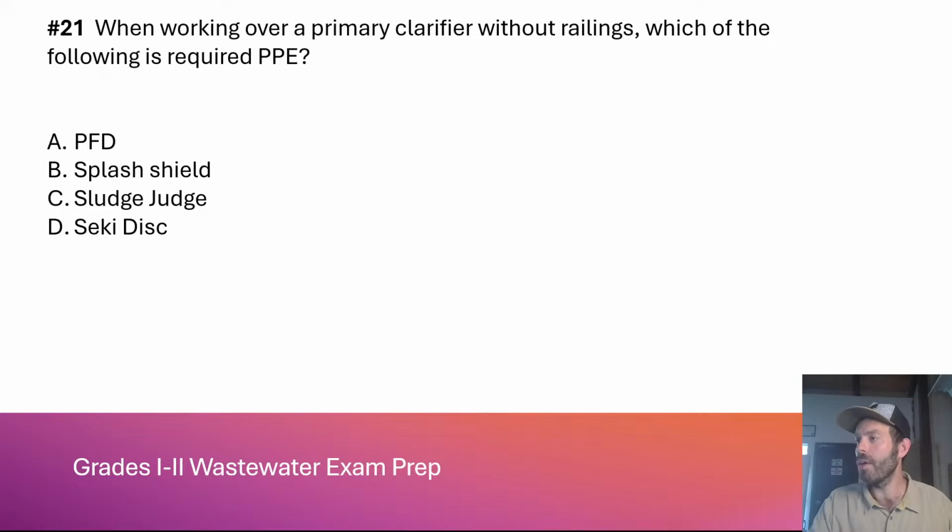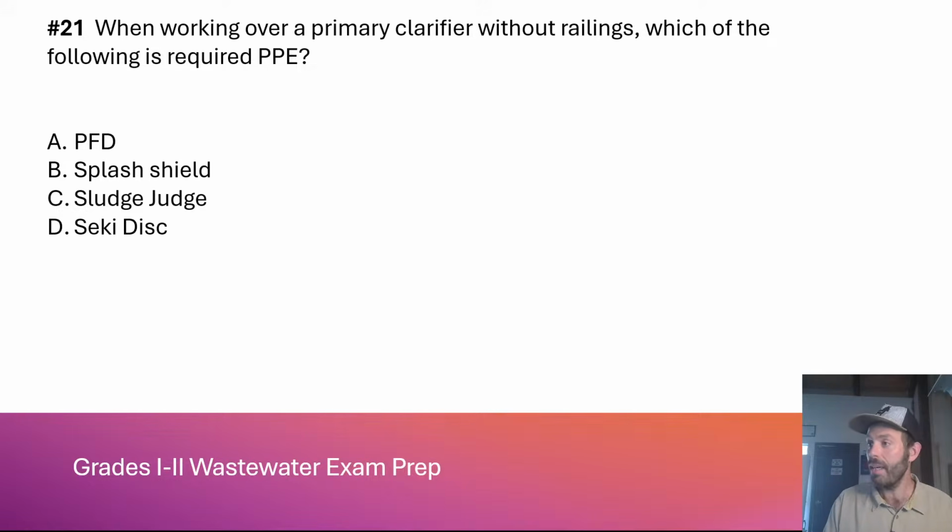One more question. I'll go to the chat, see if anybody's got any questions for me. When working over a primary clarifier without railings, which of the following is required PPE? A, a PFD, B, a splash shield, C, a sludge judge, D, a Secchi disc. PFD, a splash shield, sludge judge, or Secchi disc.